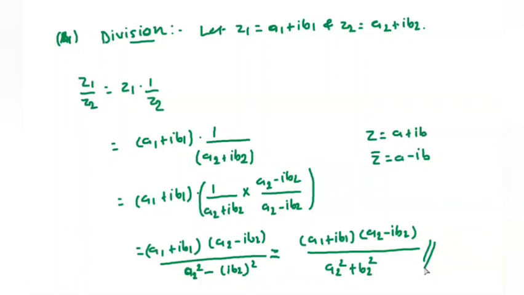Later on you will come to know that this can also be expressed as Z1 into Z2 bar upon modulus of Z2 square. Clear? But that we will explain after we see conjugate and modulus. At that time we will discuss this once again. So we have discussed the four types of operation: addition, subtraction, multiplication and division.